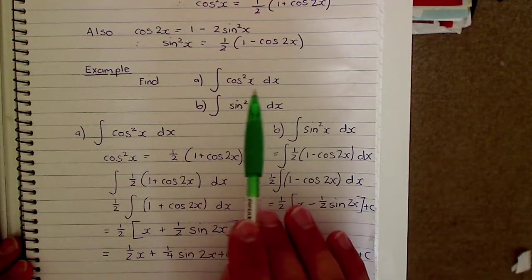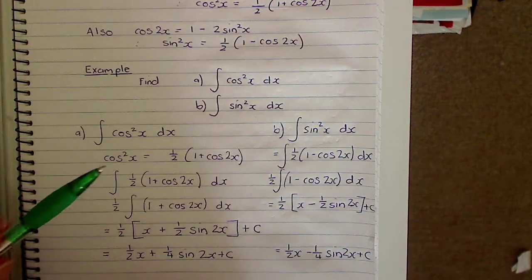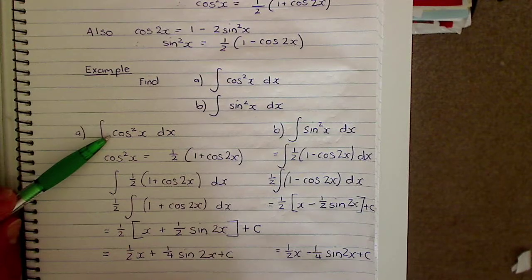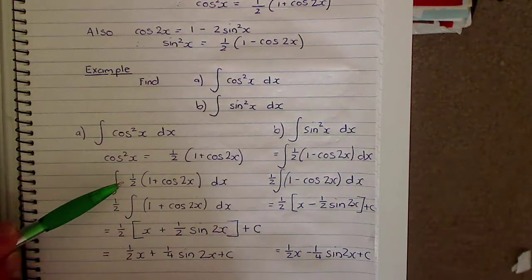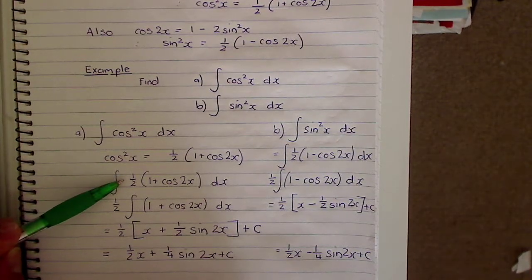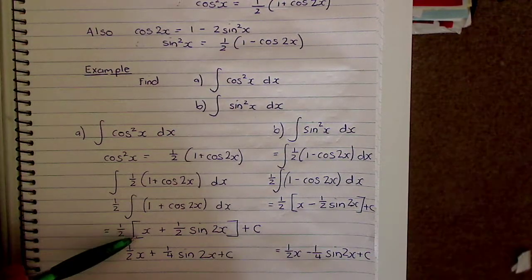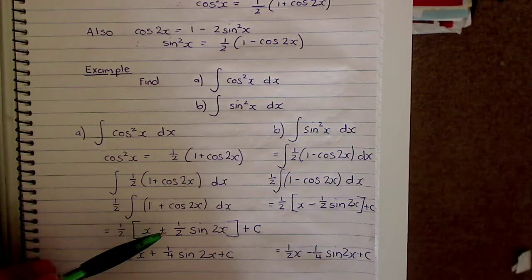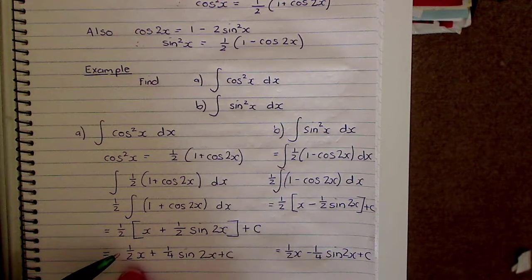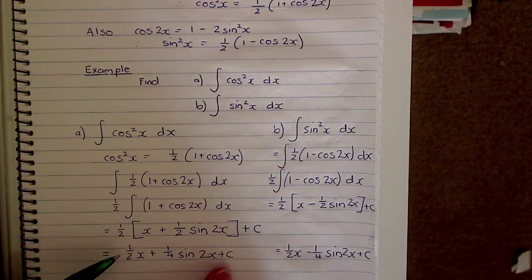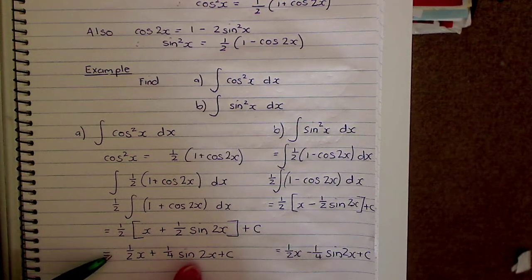We want to integrate cos squared x dx and sine squared x dx. So if we make that substitution, integral of cos squared x, well cos squared x is half 1 plus cos 2x, so that's what we're integrating. So you have to make that substitution. We can take out the constant, integral of 1 is x, and to integrate cos 2x is half sine 2x plus c, and if you expand that, you end up getting half x plus 1 over 4 sine 2x plus c. So that's the integral of cos squared x. That's its primitive function.